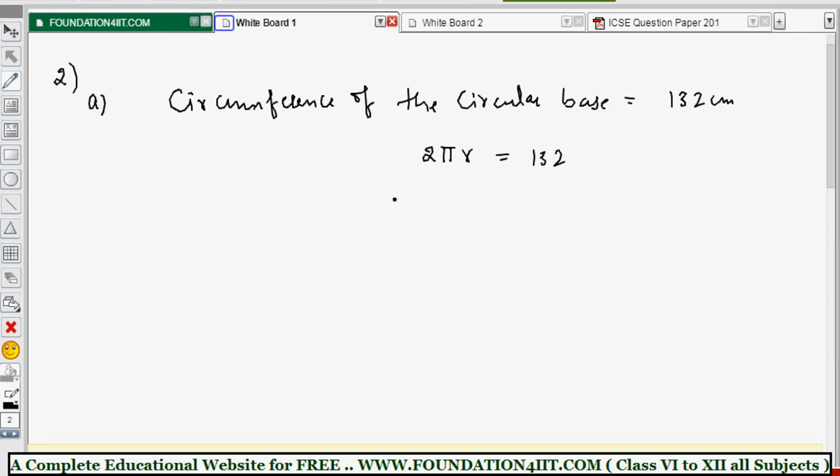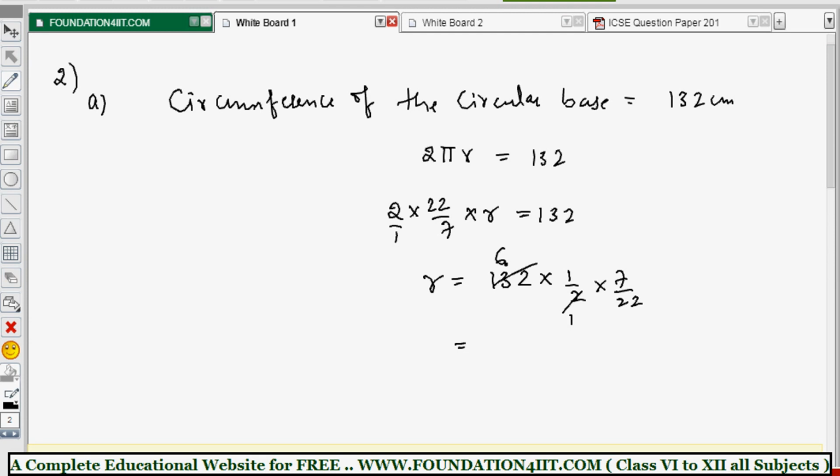Then pi value is 22 by 7, and r is the radius: 2 times 22 by 7 times r is 132. Then r is equal to 132 into 7 by 22 into 1 by 2. We'll simplify this. 2 sixes are 12, 66, and 22 ones are 22, 3 sixty-sixes are 66, this is 21, 3 sevens are 21. So 21 centimeters is the radius of the cylindrical base.